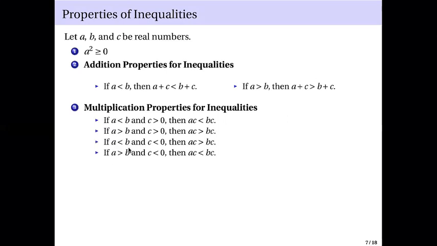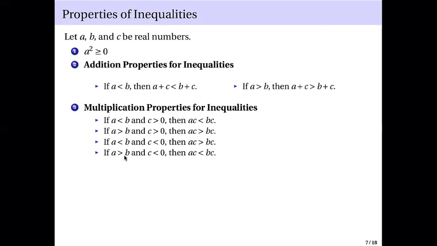However, you have A less than B, but this time your multiplier is negative, C less than 0. Okay, then the inequality will be reversed. Okay, so if A less than B and C is less than 0, then AC will be greater than BC.